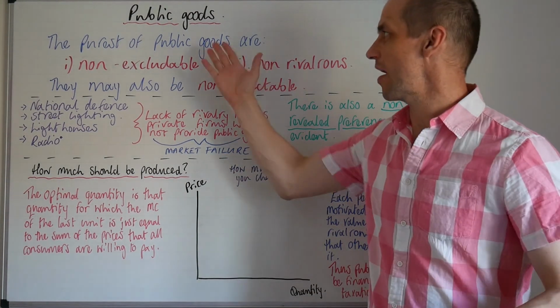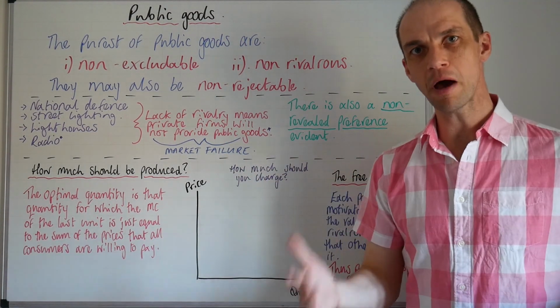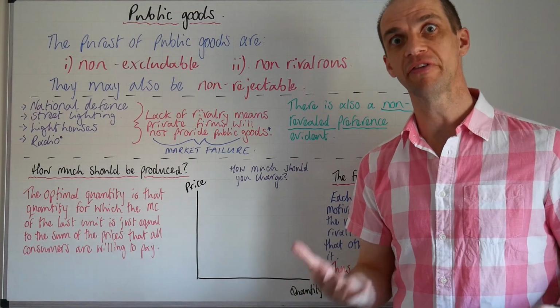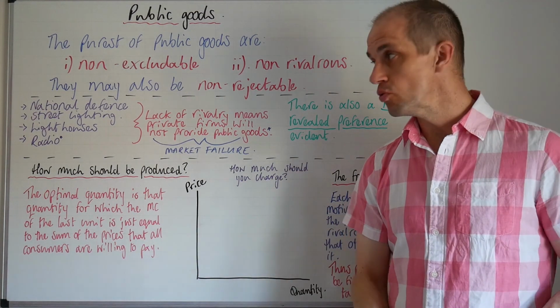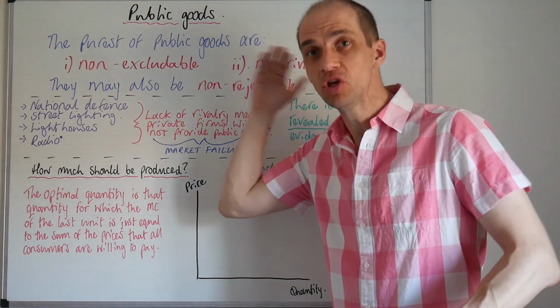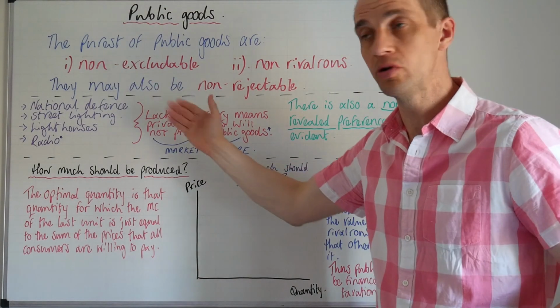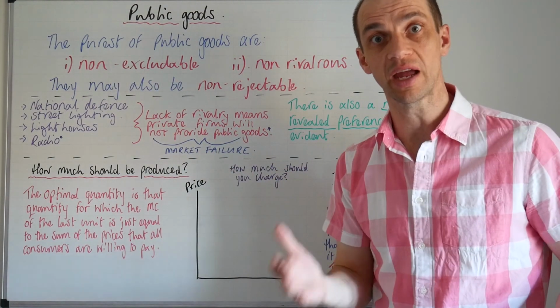Hi guys, so let's now have a look at public goods. Public goods are a really important concept within market failure theory. When it comes to a public good, the purest types of public goods that you will see will be non-excludable and non-rivalrous in their consumption.